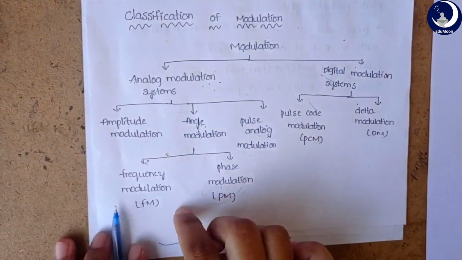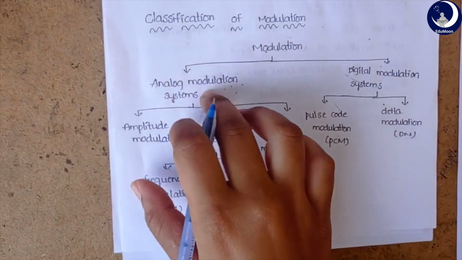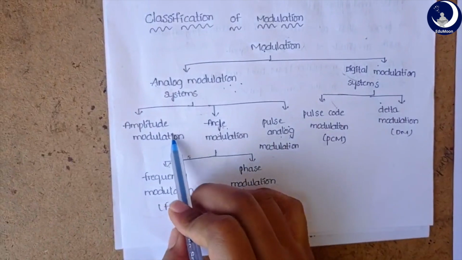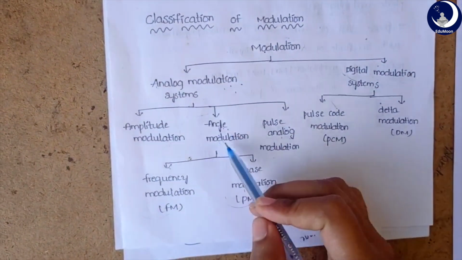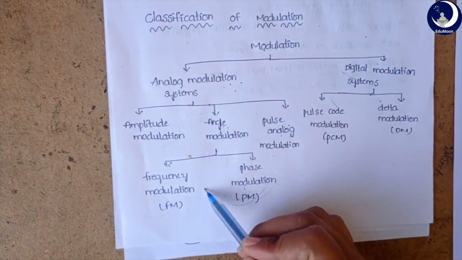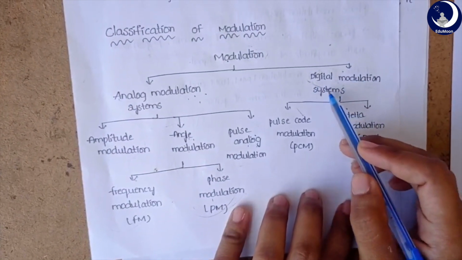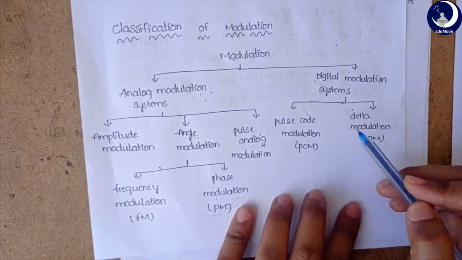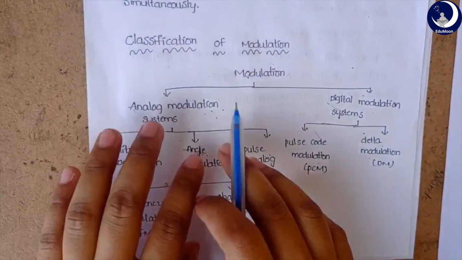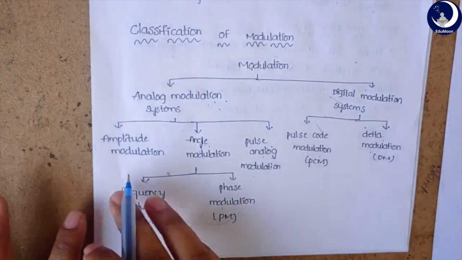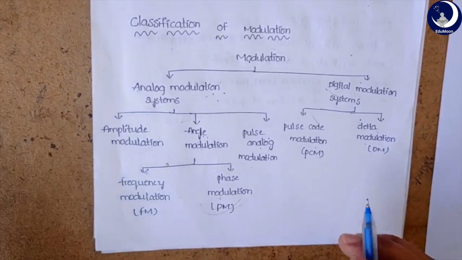For now we will go through what analog modulation systems are and their classifications. Generally it is of three types: amplitude modulation, angle modulation, and pulse analog modulation. Angle modulation is again divided into frequency modulation and phase modulation. Digital modulation systems have two types, pulse code modulation and delta modulation. In this class we will briefly go through each one, and in the next class we will discuss them in detail.